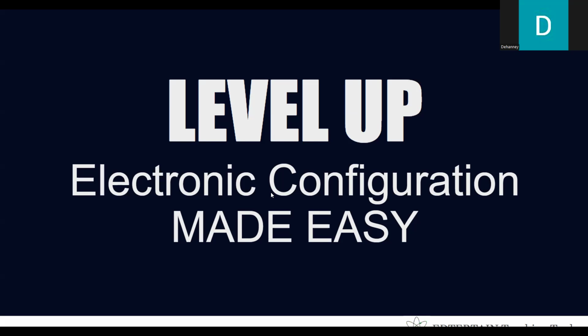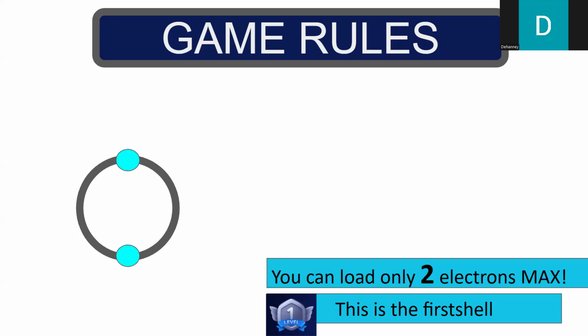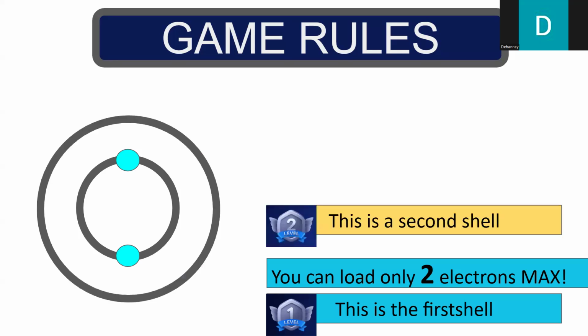As I said, it's not really a game, it is a demonstration which really helps your students to better understand. First, you see the game rules. It says this is the first shell. That should be "first shell" in two words, so first mistake, I need to clear that out. So that's level 1, and here's a shell. You can load only 2 electrons max, so only 2 electrons can go on the first shell.